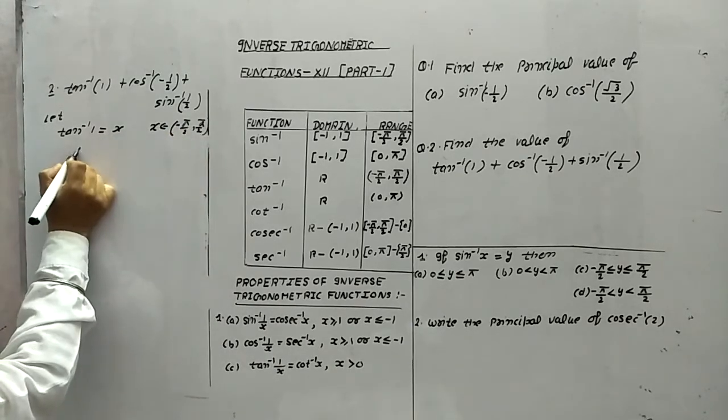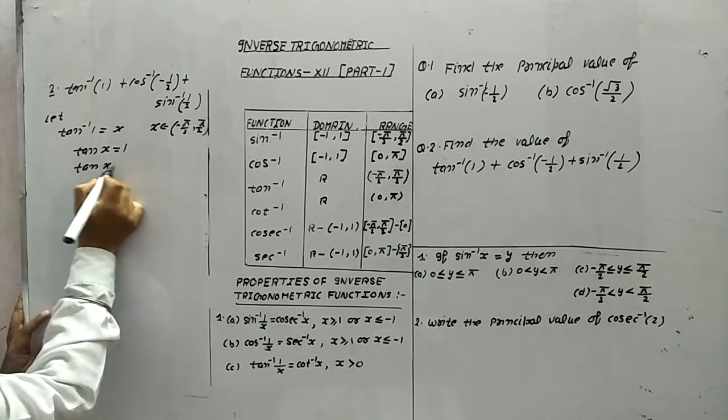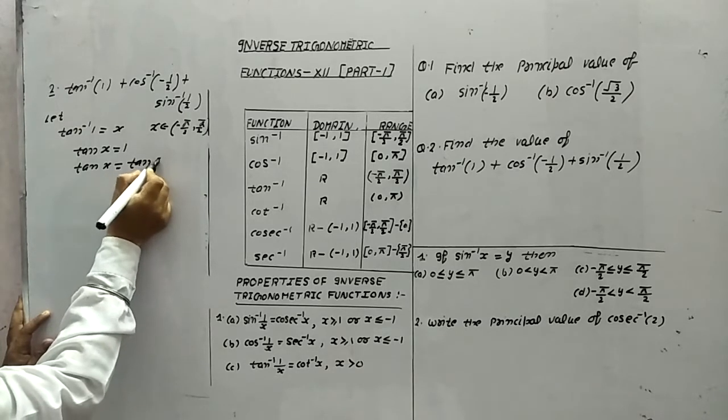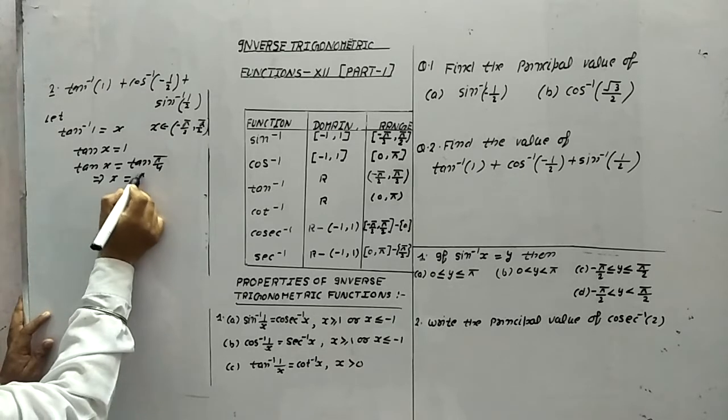It means tan x is equals to 1. 1 is coming in case of tan pi by 4. It means x is equals to pi by 4. It means this part is pi by 4.